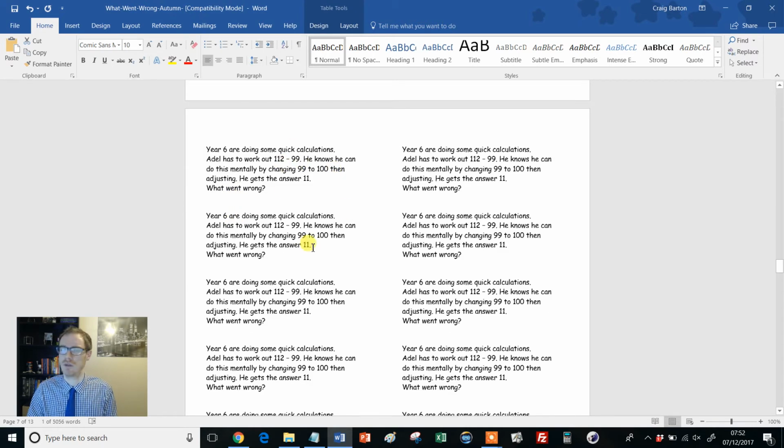This is good. Oh, I know I'm getting a bit obsessed with this resource here, but look at this one here. Quick calculations. Adel has to work out 112 take 99. He knows he can change 99 to 100 and then adjust. He gets the answer 11. What went wrong? That's really nice. This idea that it's an efficient subtraction strategy, but something's gone wrong in the process there. Can kids pick up what's gone wrong, why it's gone wrong, and then suggest an alternative way of doing it?